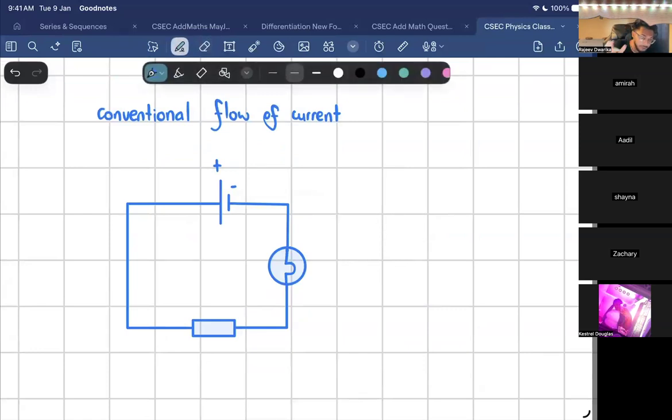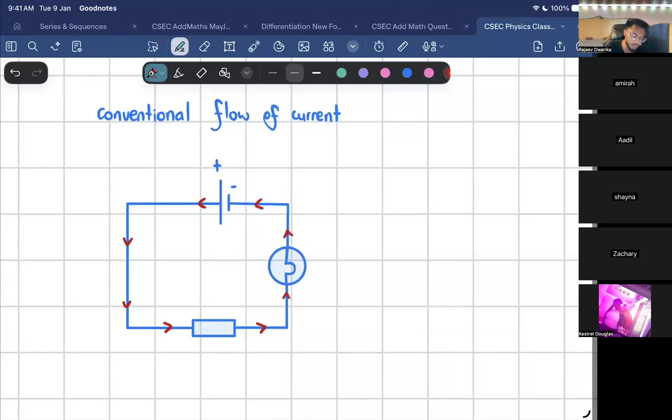So in the conventional flow of current, we are saying the electron flow is better, but we just always use the conventional flow of current. It was just decided by scientists a long time ago. So when we're doing this, we're saying that the current flows from positive to, you can take a guess. The current flows from positive to negative.